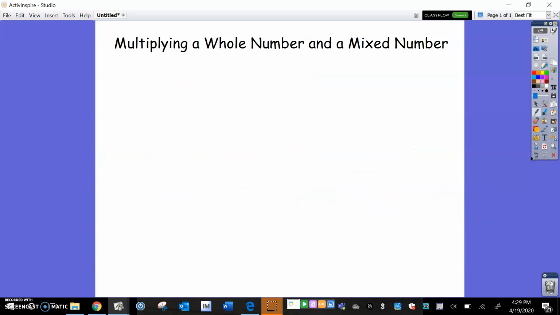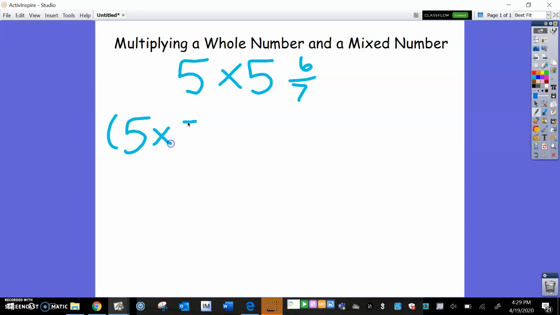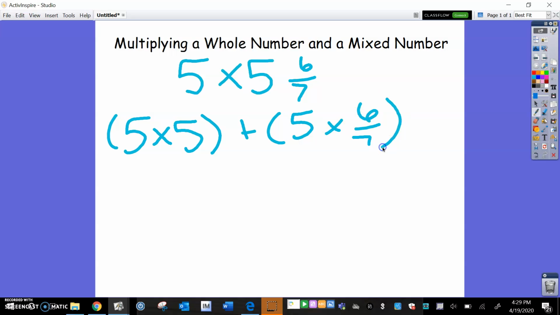Okay, and I'm going to do one more problem before I give you some practice problems. So if you're still unsure, make sure to watch my steps super close so you can see the process that I go through. 5 times 5 and 6/7. So I'm going to use my distributive property. 5 times 5 plus 5 times 6/7. Remember, this is the 5 I'm using twice.